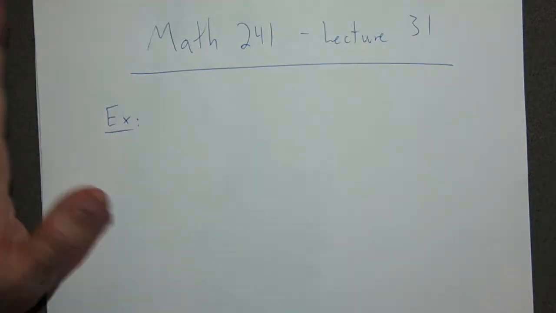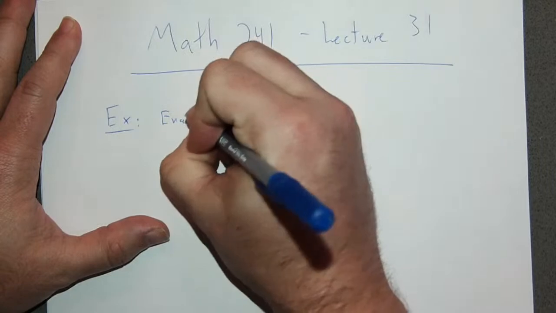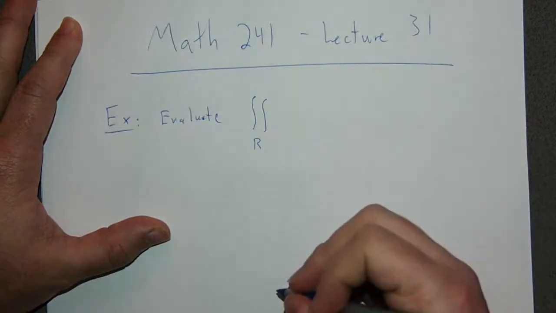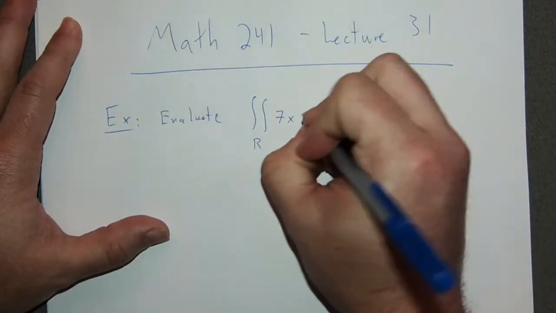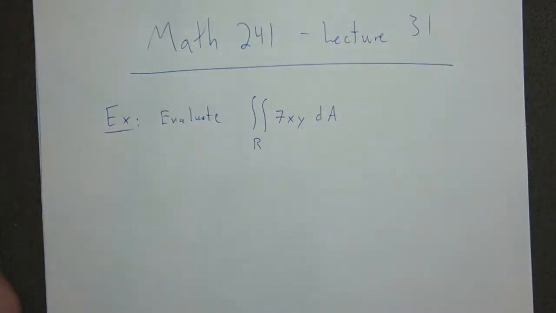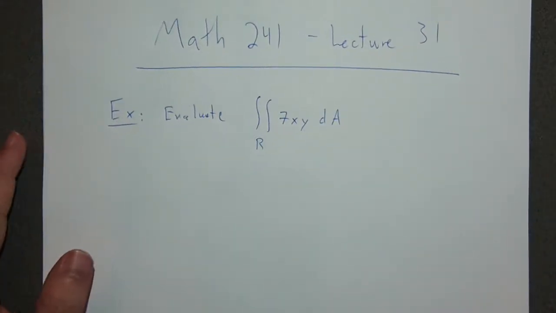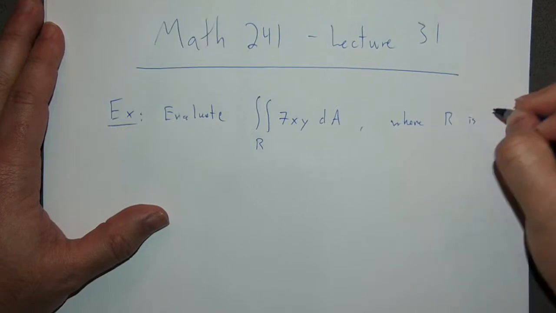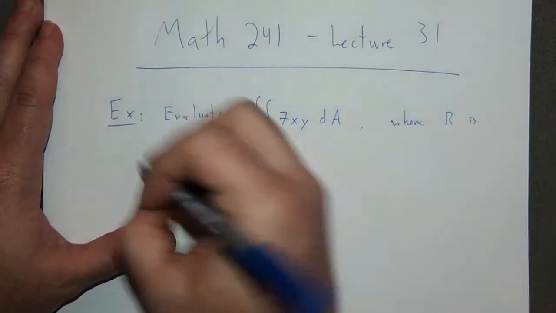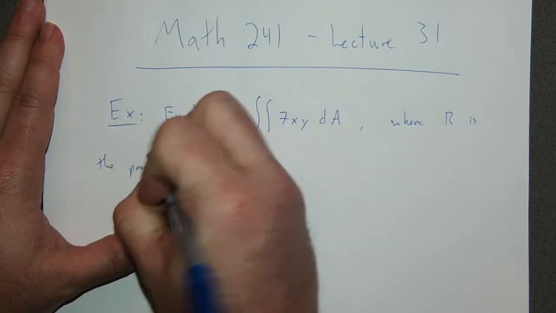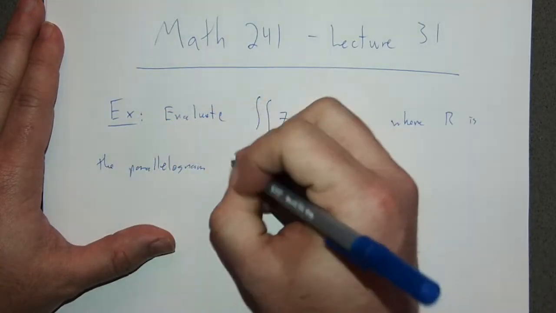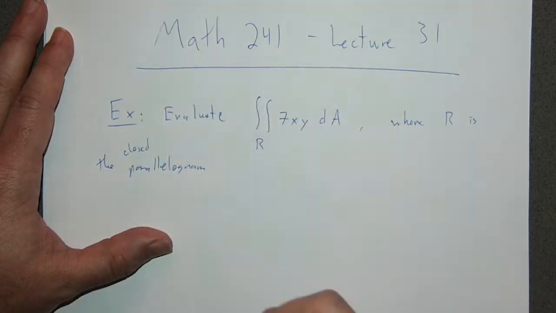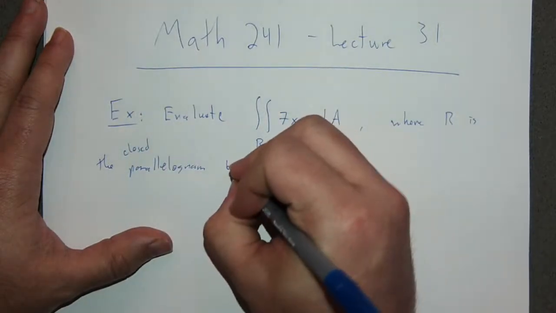let's try to evaluate the double integral over some region R of 7xy dA. That's not too bad of an integrand, but R is this kind of annoying region. R is the closed parallelogram bounded by lines.